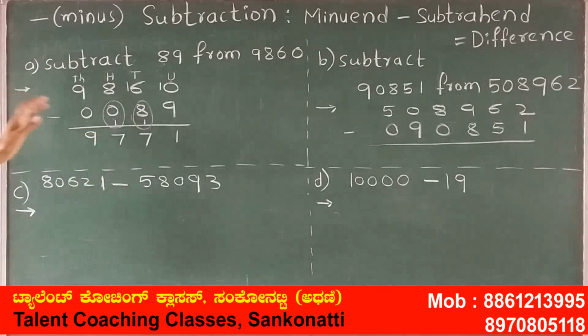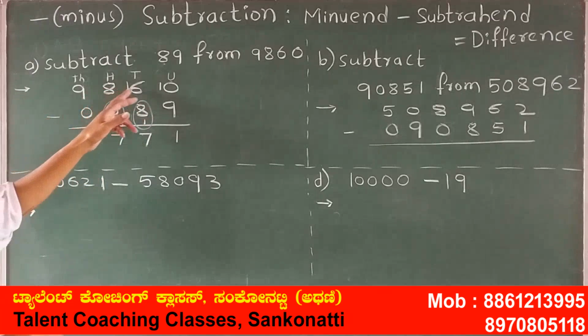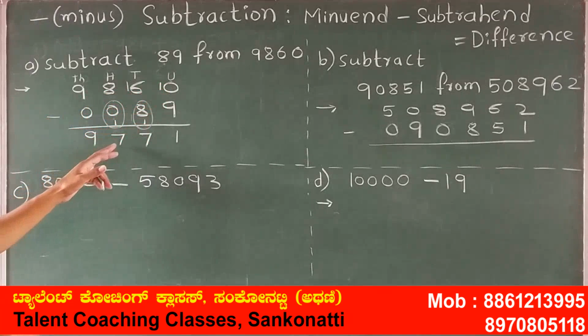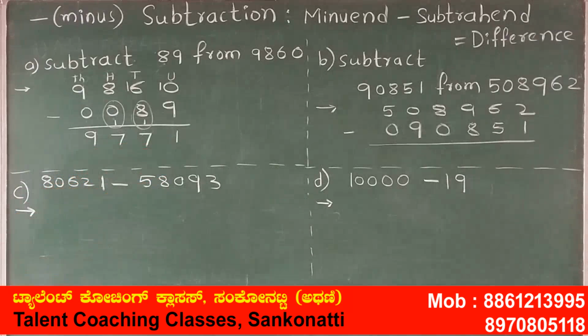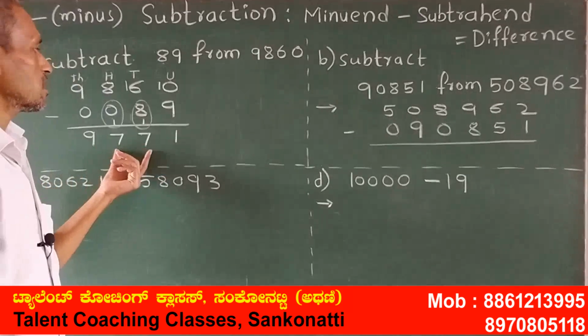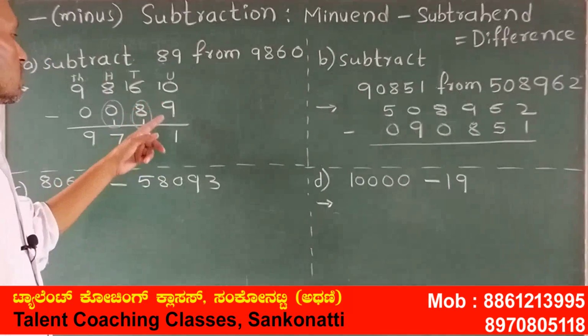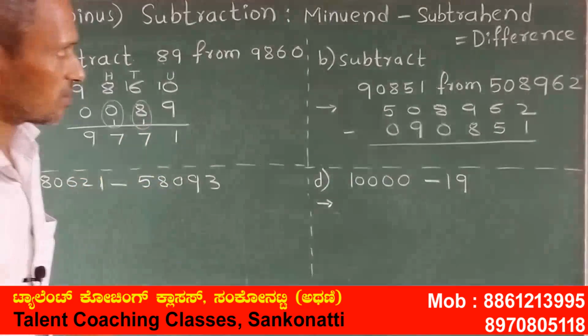So if we take out 89 from 9,860, we will get the difference as 9,771. This is the minuend, subtrahend and difference.